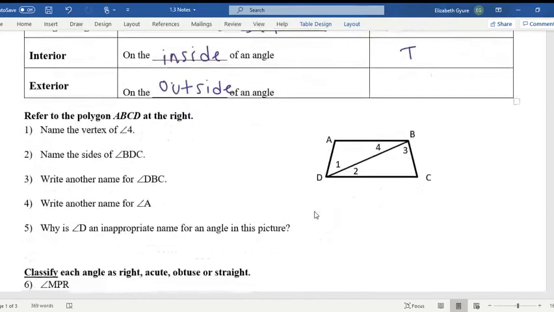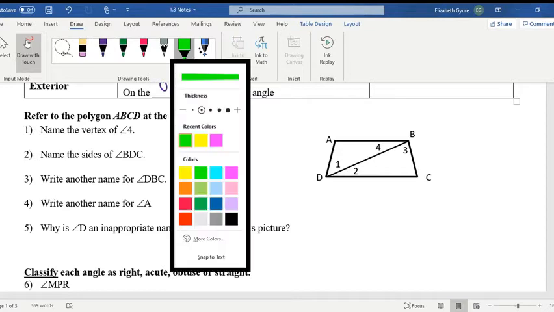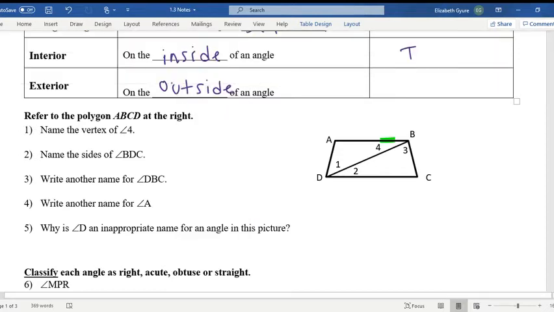All right, let's take a look at some examples here. It says refer to polygon ABCD at the right. So that's this diagram here. This diagram is made up of a bunch of different angles. So right here, A, that's an angle. This little 1 here, that's representing an angle. First it says name the vertex of angle 4. Angle 4 is right here.